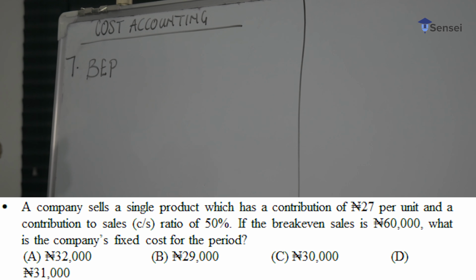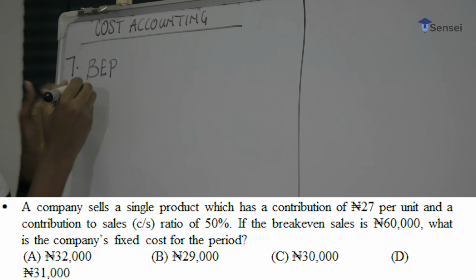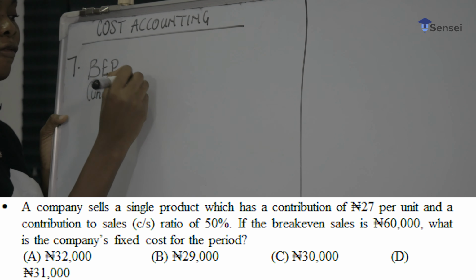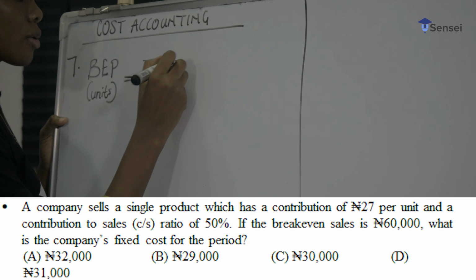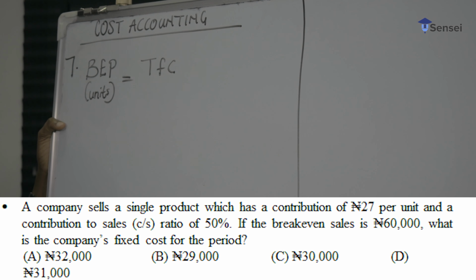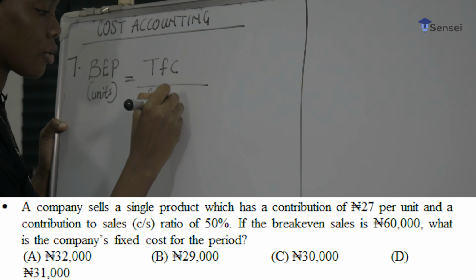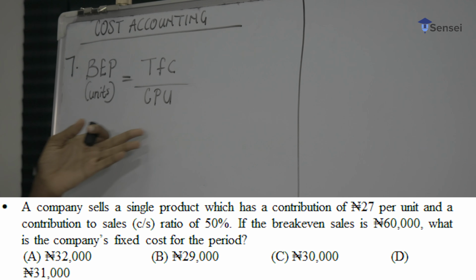We can calculate our break-even on sales, like in naira, and we can also calculate it in units, or any activity level that is given. The first thing we apply is break-even in units. The formula is total fixed cost, TFC, divided by contribution per unit.